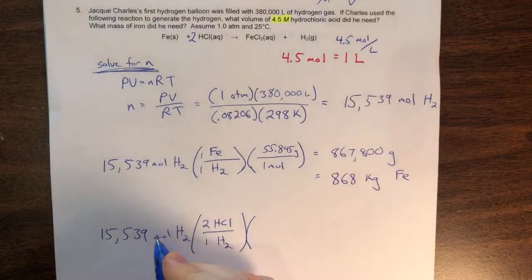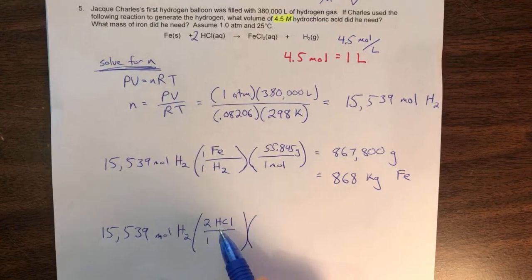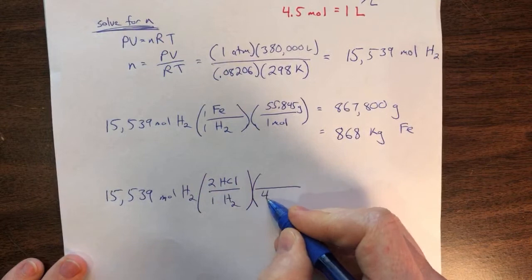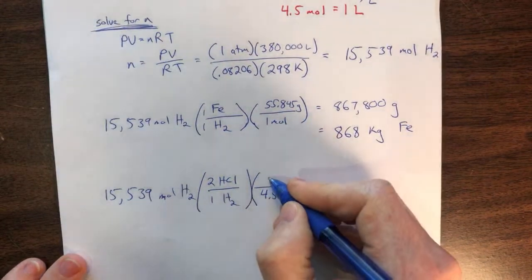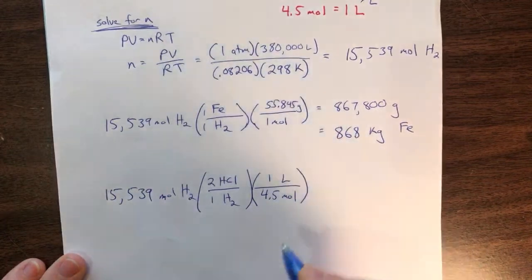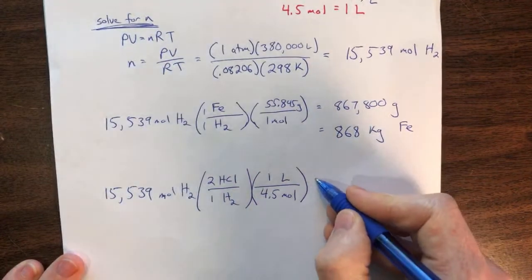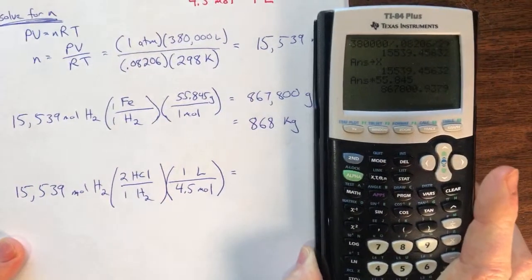We start off with moles of H2, convert that to moles of HCl, and then if this is moles here, we're going to put our 4.5 moles right there. And the bottom is 1 liter. And that's going to convert this to liters of hydrochloric acid. Okay? Let's go ahead and do that right now.